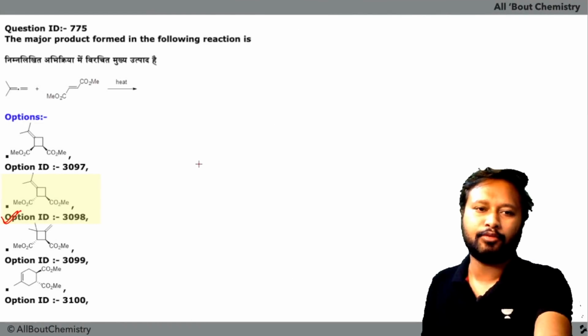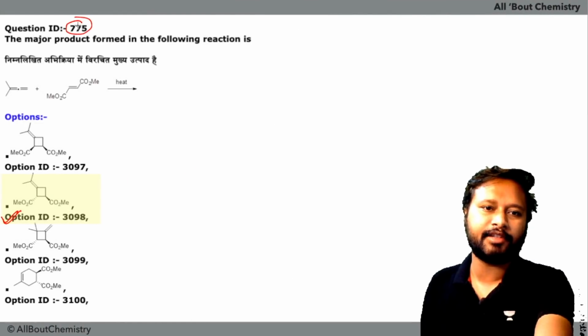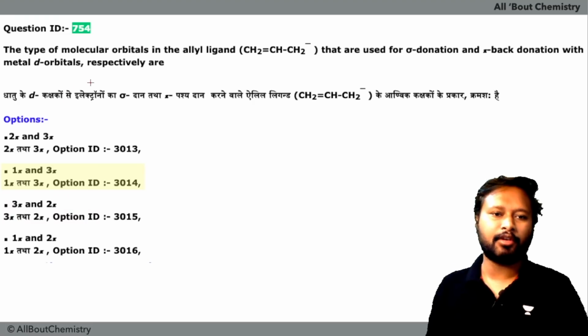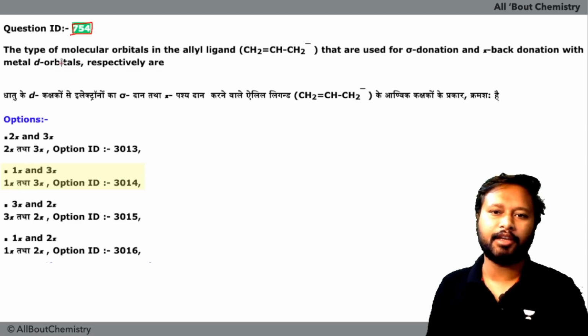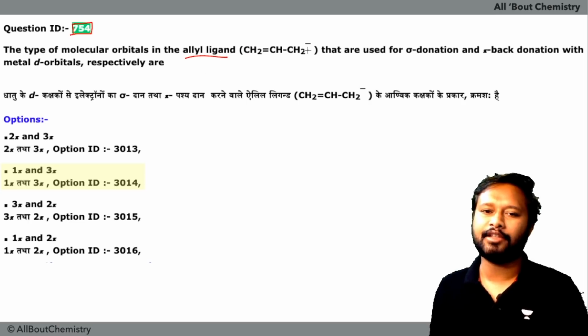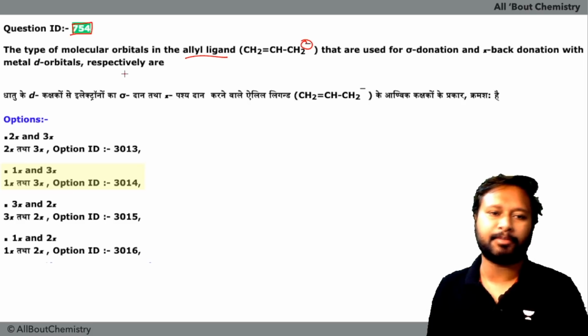So next question. This was question ID 775. The last question for this class is question ID 754. Again somebody asked me, sir, what are the types of molecular orbital in the allyl ligand, that is CH2CHCH2 minus, that are used for sigma donation and pi back donation with the metal d orbital respectively.